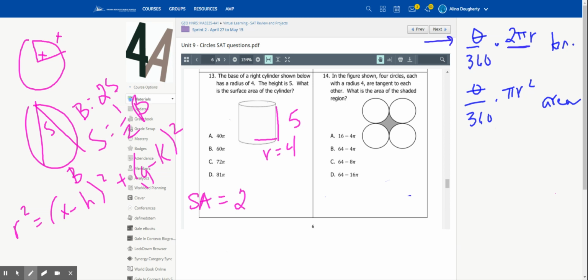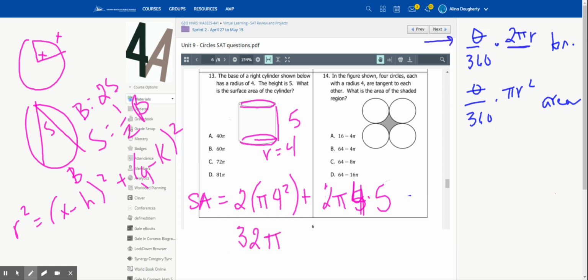So the top is going to be pi r squared, which is 4 squared. And we need 2 of them, one for the top and one for the bottom. And then plus 2 pi r, that's the circumference, r, times the height, which is 5. So if you do that, pi times 4 squared, 16, that's 32 pi, plus 40 pi should give you 72 pi. Okay, this should be on your formula sheet.